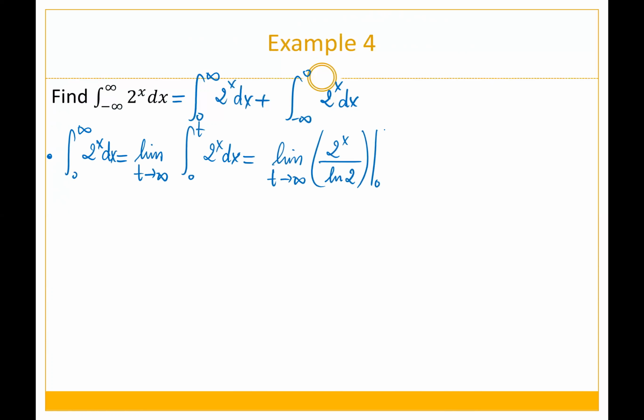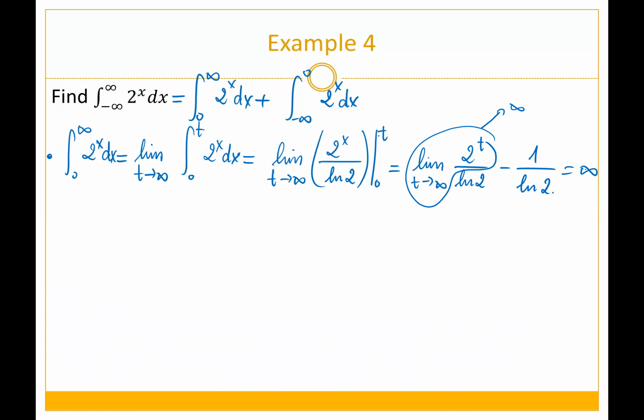From 0 to t. And so this one now is going to equal the limit of t approaching infinity of 2 to the t over ln of 2 minus 2 to the 0 over ln of 2, which is 1 over ln of 2. Now, the limit of t approaching infinity of 2 to the t, this part only, is infinity. So our answer for this is infinity.